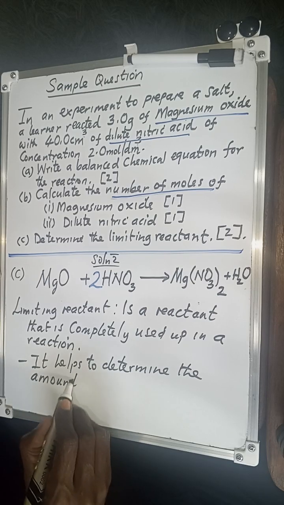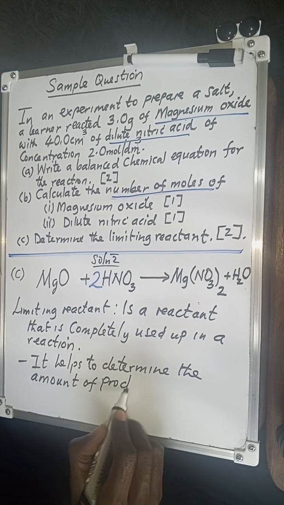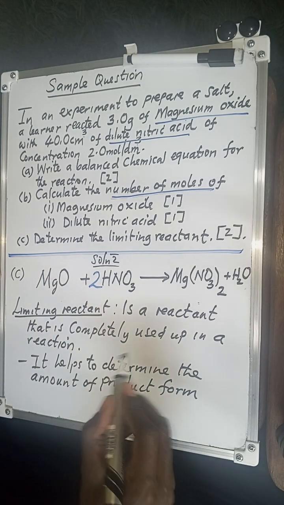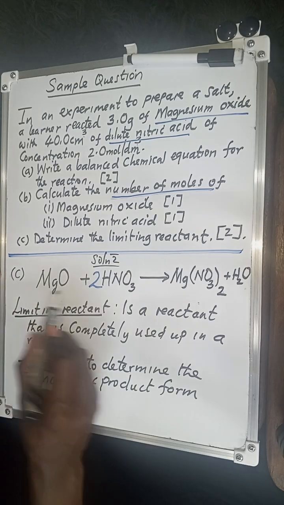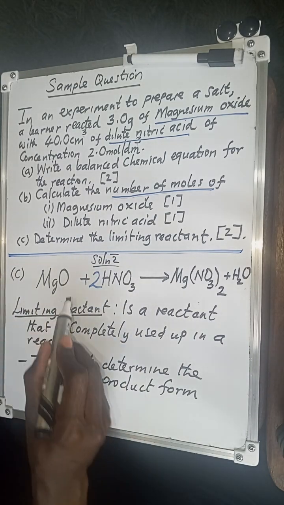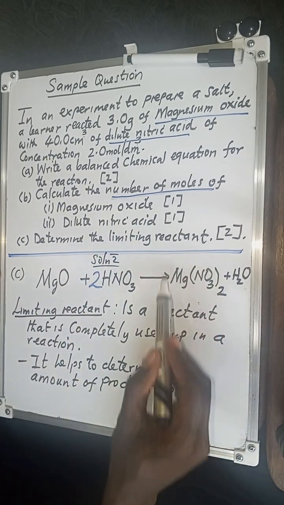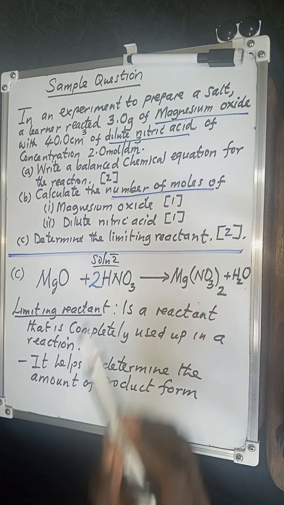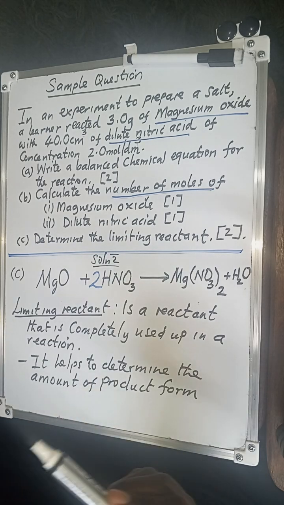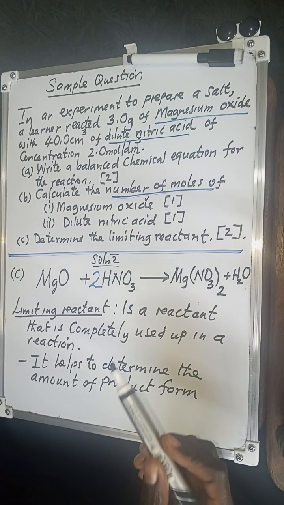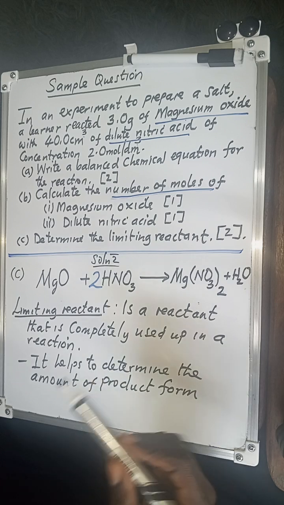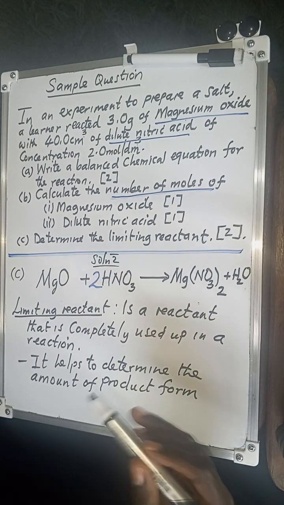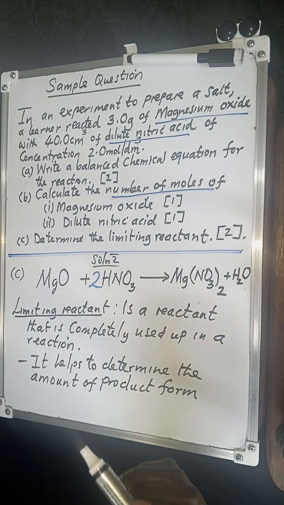It helps to determine the amount of product formed. Meaning you use this limiting reactant to know any of the product. For example, if I find which one is the limiting reactant, I can use that limiting reactant to know what mass of magnesium nitrate was produced or water was produced. It's the one that will determine that. No wonder, because it determines or limits the amount of product formed, we simply call it the limiting reagent. Well, in my next video, I'll talk about this in more detail.